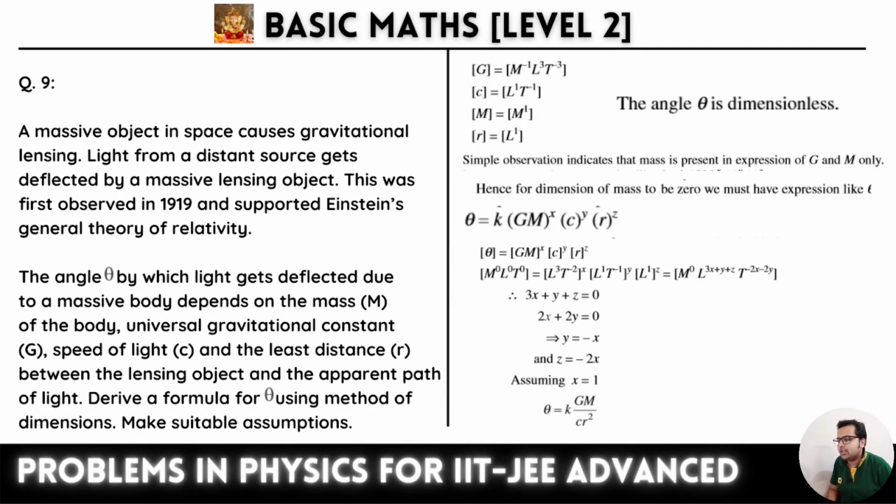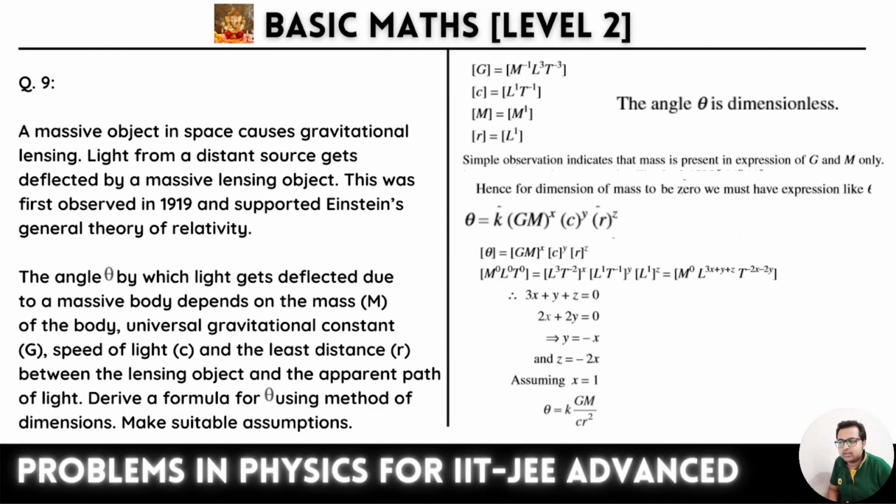So definitely, simple observations indicate that mass is present in the expressions of G and M only. So if I talk about mass, mass is not present in speed. C is the speed of light, and in R, mass is not present. Mass is present only in G and M. So we are grouping G and M together. In this way, mass will cancel out. So C and R will automatically get cancelled out. So what we have done, we have written theta is equal to k (GM) to the power of x, c to the power of y, and r to the power of z. So this you already know, we do it like this.